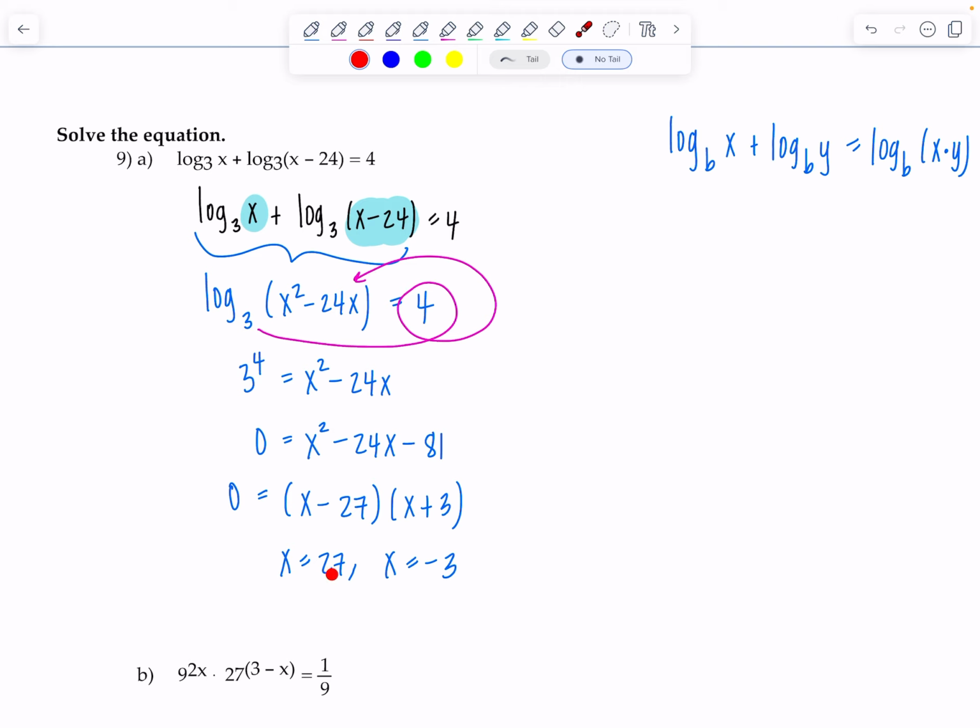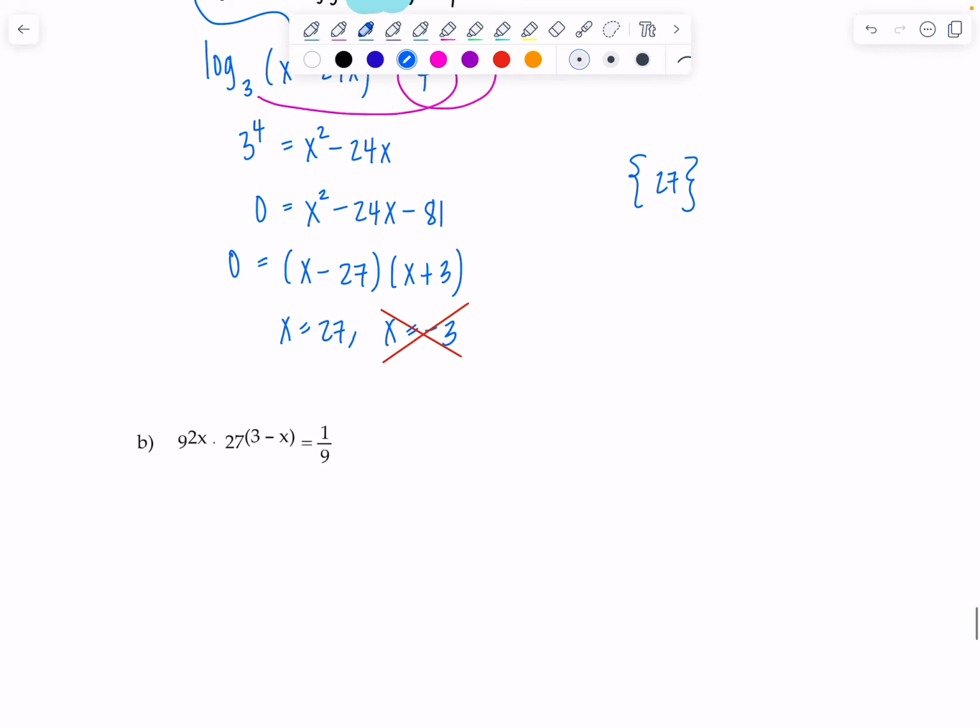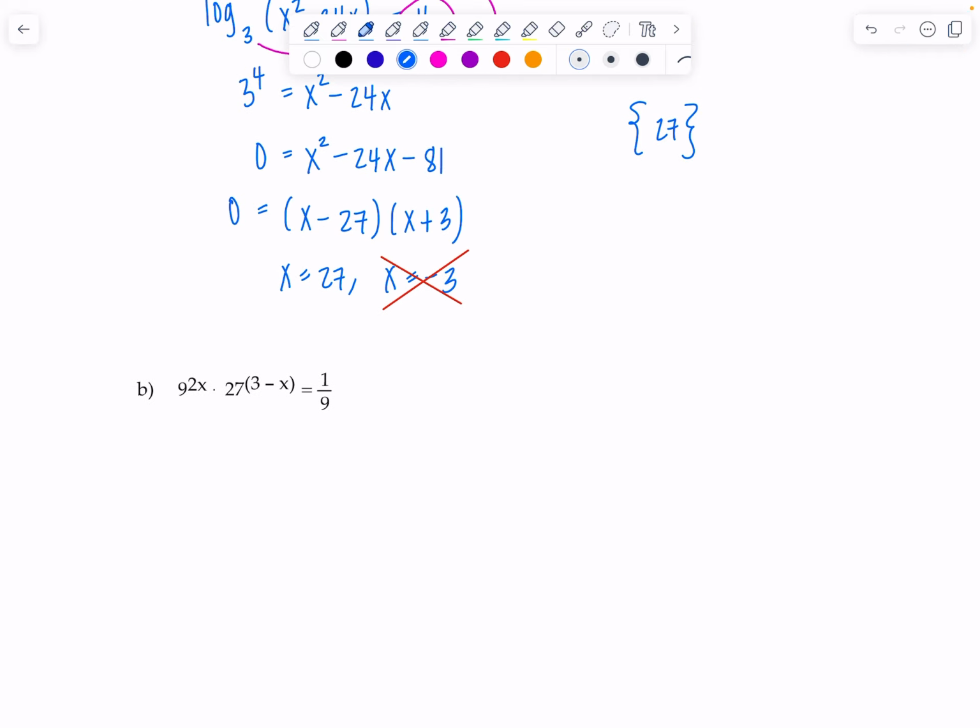So let's check. 27, that's good. 27 minus 24, we're good. Negative 3, okay. What does that mean for poor negative 3? It's the end of the road for you. You don't get to go in the solution set. Only 27 is our answer. Okay, good. Next, we have an exponential equation.